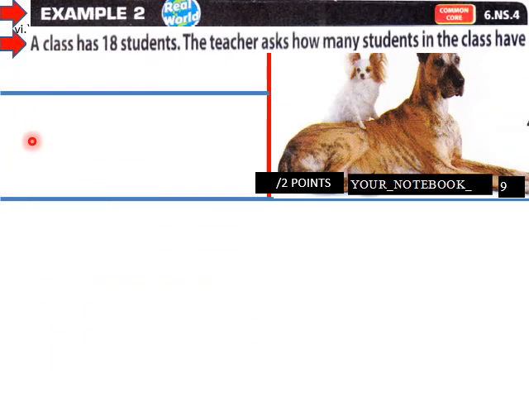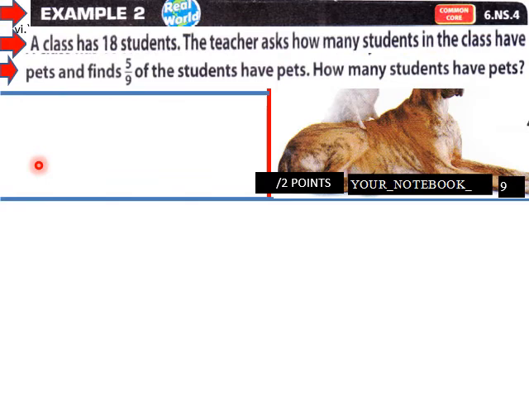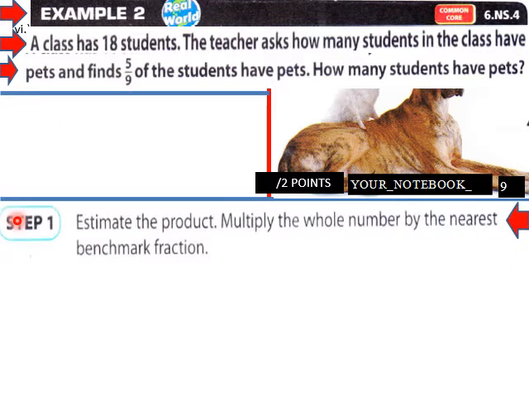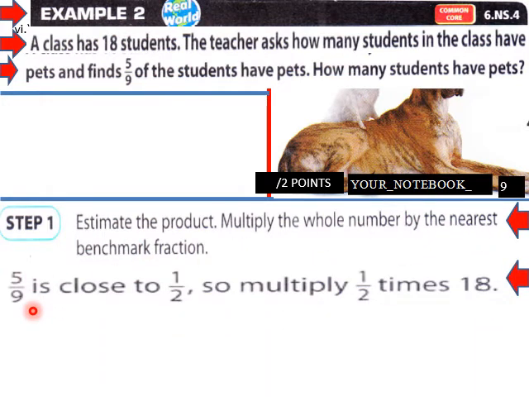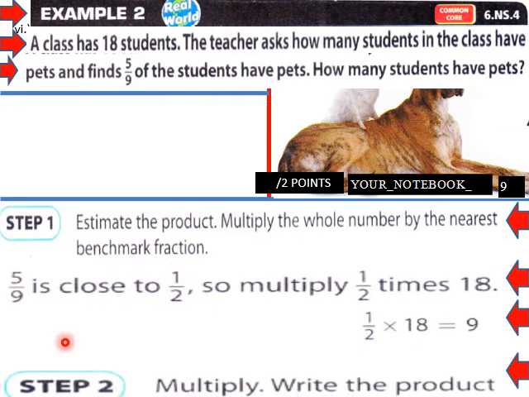So example 2, a class has 18 students. The teacher asks how many students in the class have pets, and finds 5/9 of the students have pets. How many students have pets? C, estimate the product, multiply the whole number by the nearest benchmark fraction. So 5/9 is close to 1/2. So if you multiply 1/2 times 18, what do you get, class? You get 9. So it's got to be right around 9. A little bit more than 9, because 5/9 is greater than 1/2.